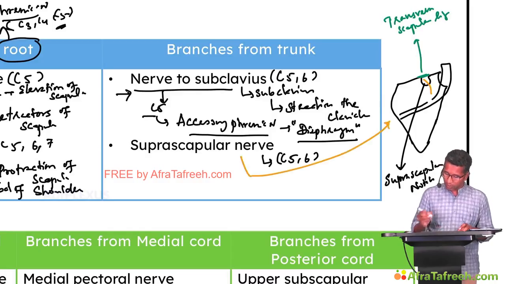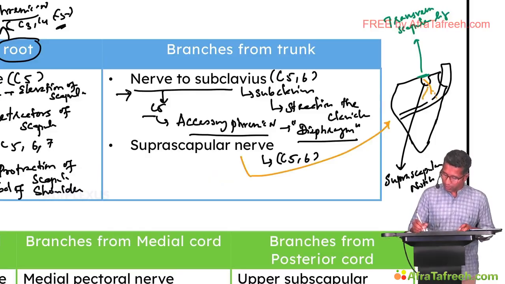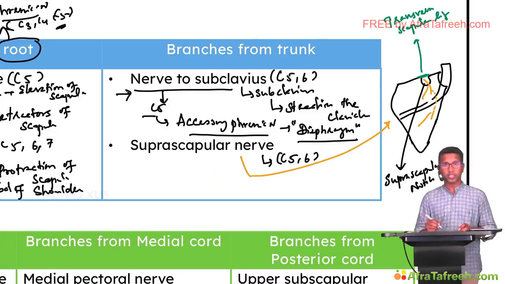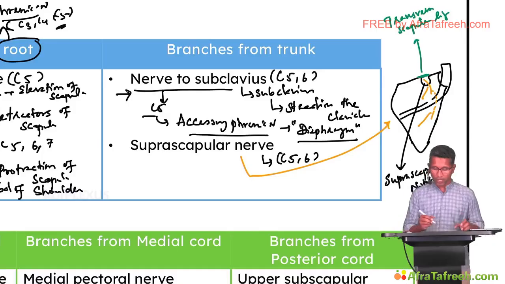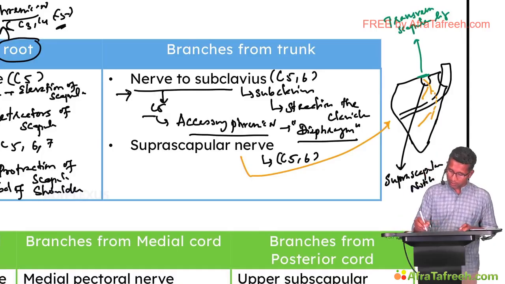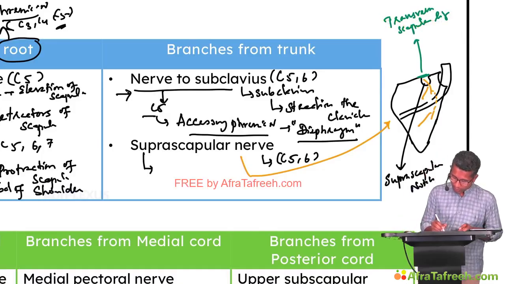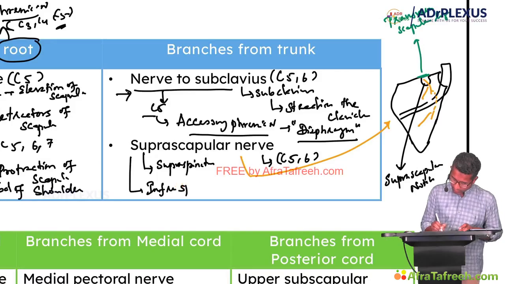This nerve supplies the muscle in the supraspinous fossa, and it comes and supplies the muscle in the infraspinous fossa. So it supplies two muscles here. Now what are the two muscles which are supplied by the suprascapular nerve? One is the supraspinatus muscle, and another one is the infraspinatus muscle.